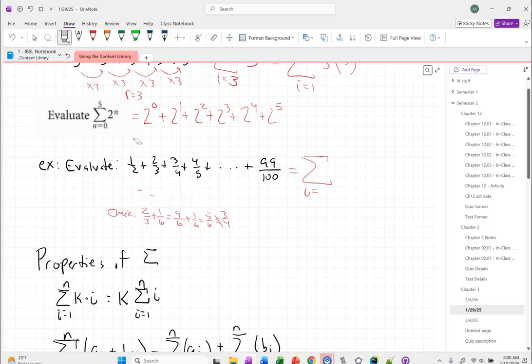Now let's check if it's geometric. If it's geometric, the r should be 2/3 divided by 1/2, right? I know to divide fractions is easy as pie. We flip the right and multiply. So the r should be 4/3. If that's the case, then 2/3 times 4/3 should equal 3/4. Is that the case? 8/9, is that equal to 3/4? No. Is it geometric? No.